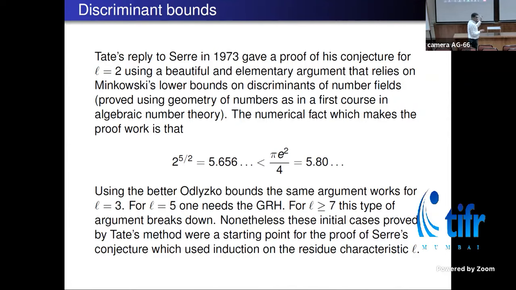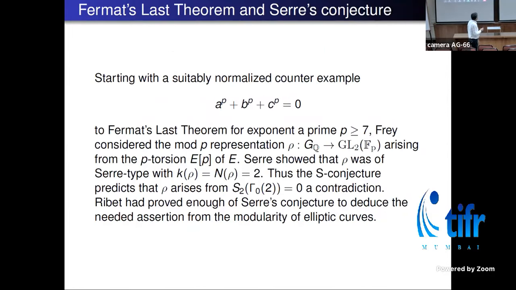Our proof of Serre's conjecture uses an induction on the prime l, and the initial cases are supplied by Tate's very nice and very elementary proof, which has nothing to do with modular forms. It's purely algebraic number theory. So one needs accidents. One needs to be lucky somewhere. Yeah, so this is the piece of luck.